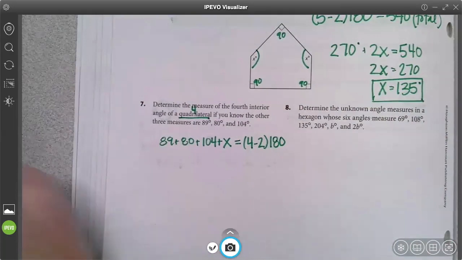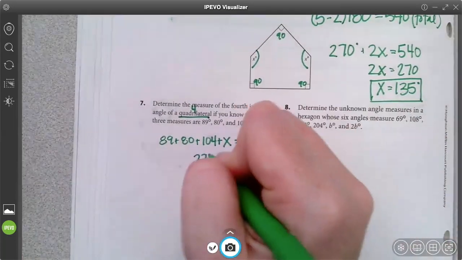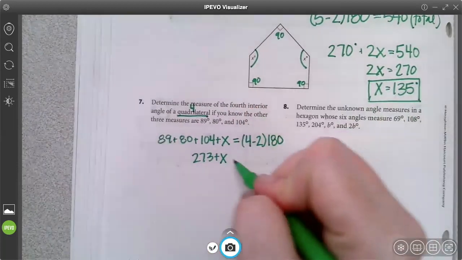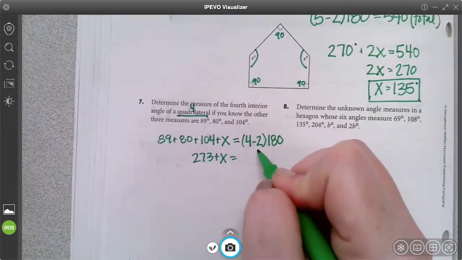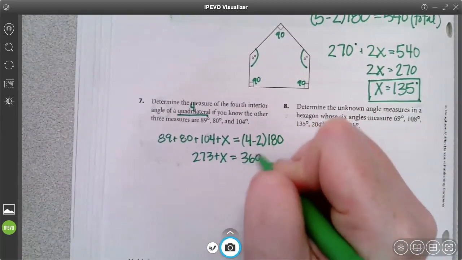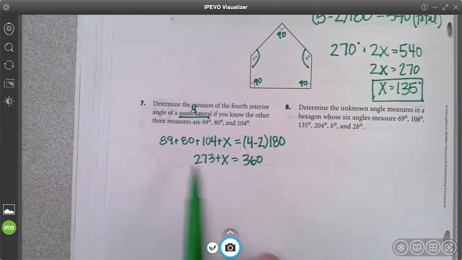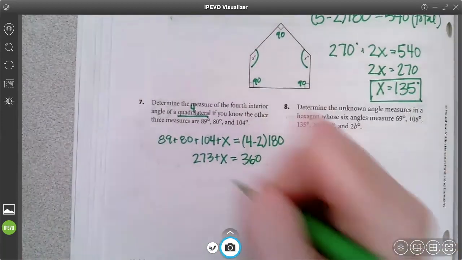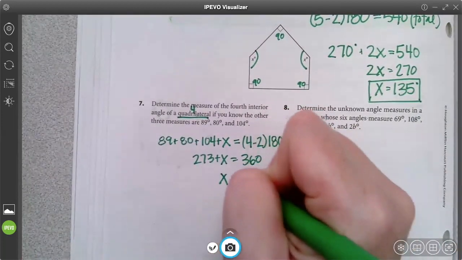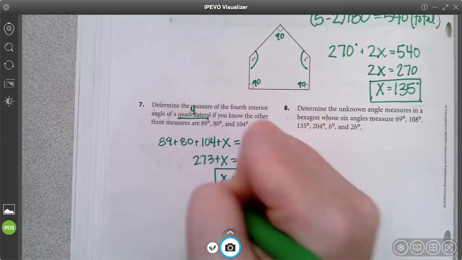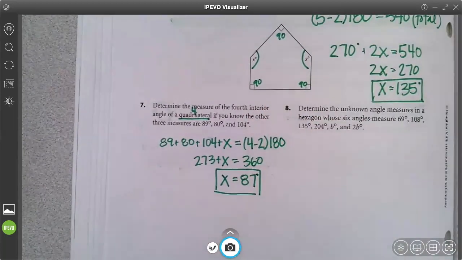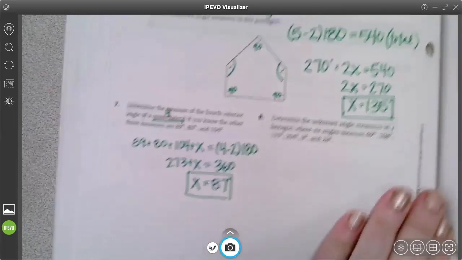So 89 and 80 and 104 are going to add up to 273. 4 minus 2 is 2. 2 times 180 is 360. Then we take 360 and subtract this 273, and we find that our angle that is missing is 87 degrees. Not too bad. Last one before we move on.